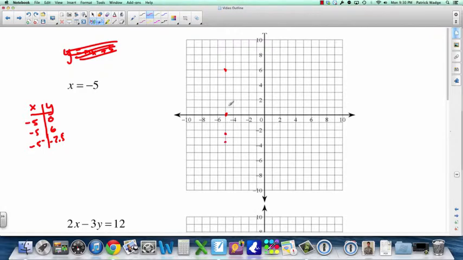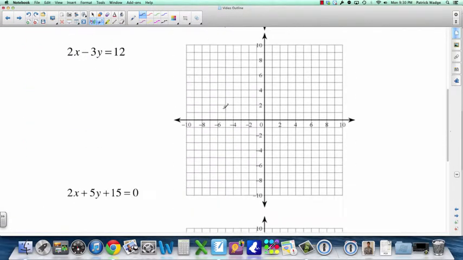Do you see that all these points I'm drawing here all have an x value of -5? And that's what we're looking for, all the points that have an x value of -5. All you have to do is draw the line like that. Anytime you have x equals a certain number, it's always going to be a vertical line, an undefined slope.